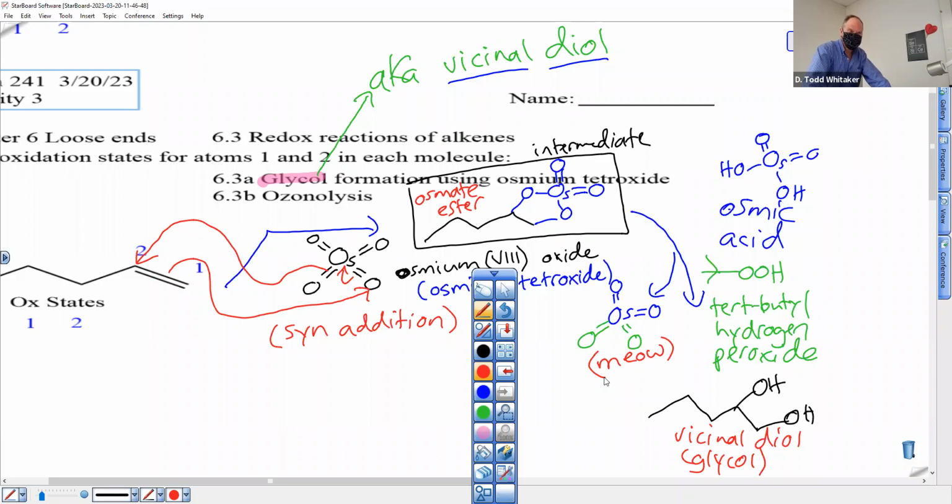Do you see how you used OsO4 in the first step? Do you see how you remade it in this last step? That's a catalyst. It never gets used up because every time you use it, you remake it. Okay? And I write meow when I remake my catalyst. It's a thing I do. I'm probably the only guy here in the world. I don't know why.